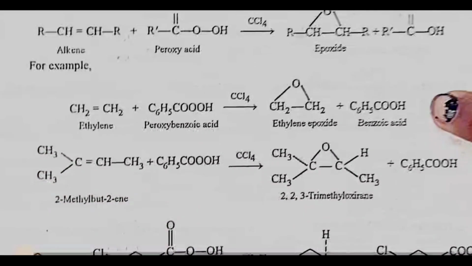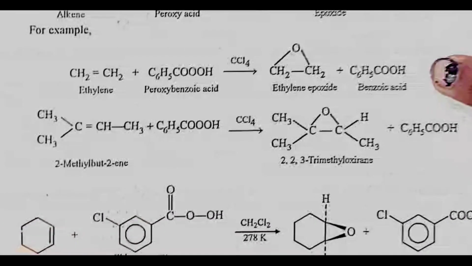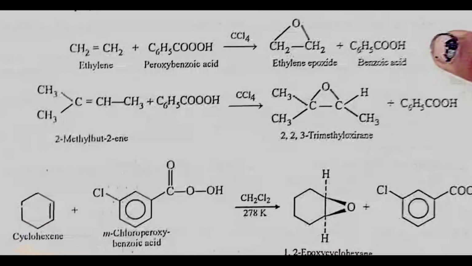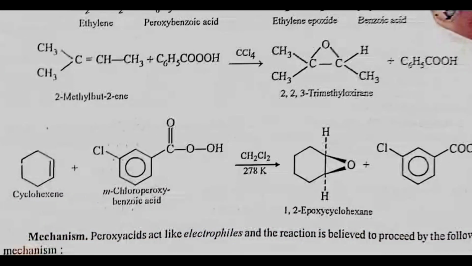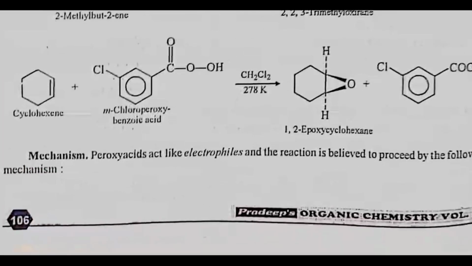For example, alkene plus peroxy acid in presence of CCl4 gives epoxide. Ethylene plus peroxybenzoic acid in presence of CCl4 gives ethylene epoxide plus benzoic acid. 2-methylbutene plus C6H5COOOH in presence of CCl4 gives 2,2,3-trimethyloxirane plus C6H5COOH. Cyclohexene plus m-chloroperoxybenzoic acid in presence of CH2Cl2 at 278 Kelvin gives 1,2-epoxycyclohexane.